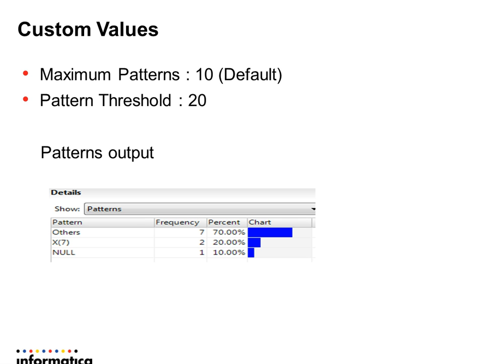Similarly, by keeping the maximum patterns at the default value and changing the pattern threshold to 20, only the pattern with X of 7 is meeting the threshold. The remaining patterns are all considered under the others category because they haven't met the threshold of 20%, while keeping the null in the output. Thus, depending on the values configured, the output of the patterns varies as seen just now.